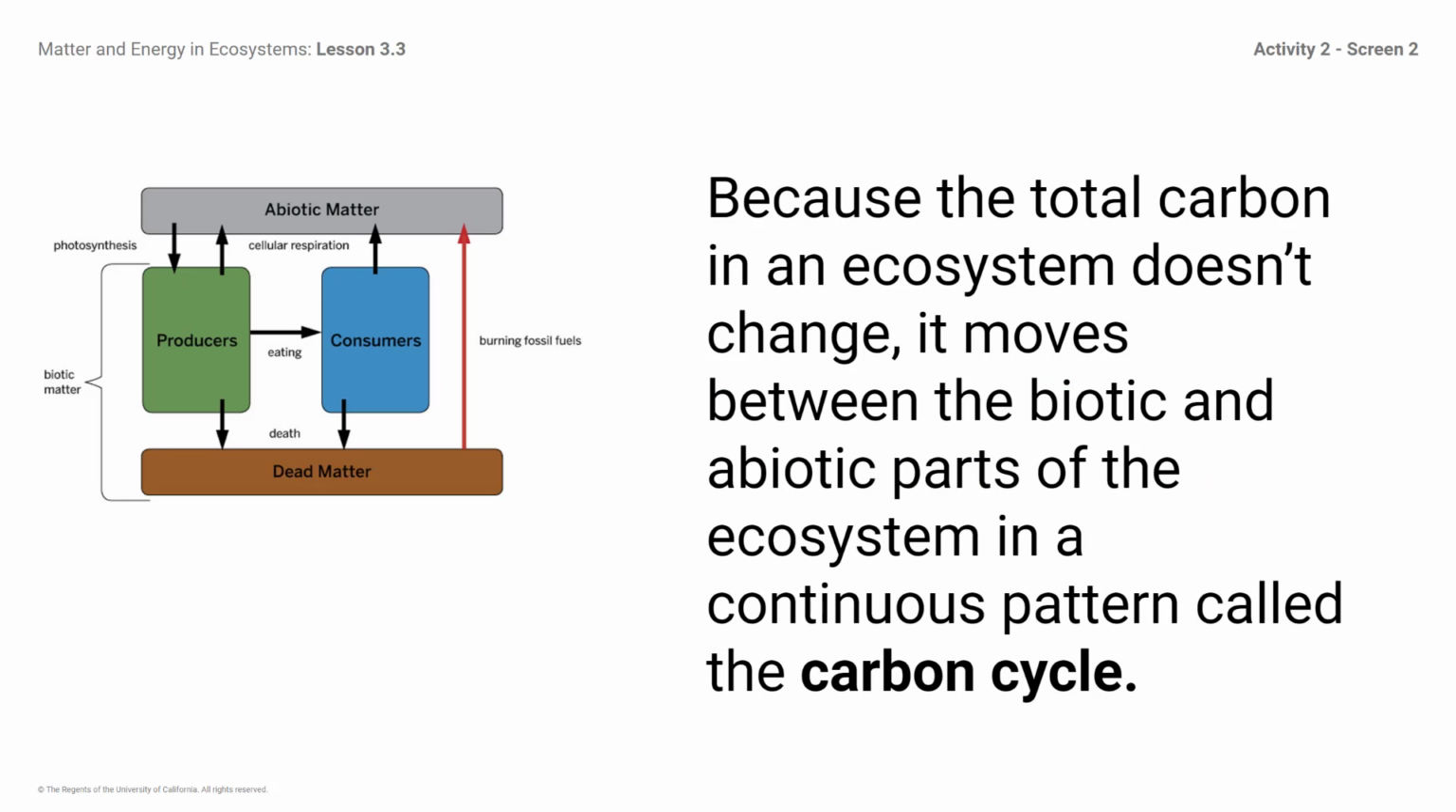Because the total carbon in an ecosystem doesn't change, it moves between the biotic and abiotic parts of the ecosystem in a continuous pattern called the carbon cycle. You saw this in the diagram in the Carbon in the Global Ecosystem article.